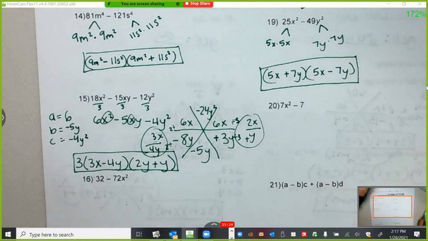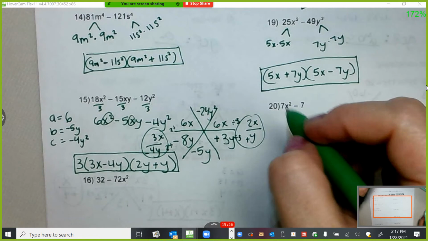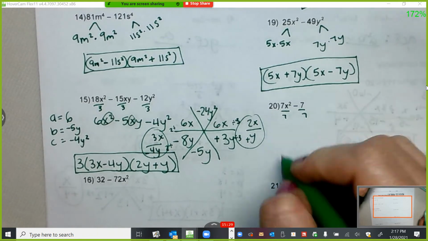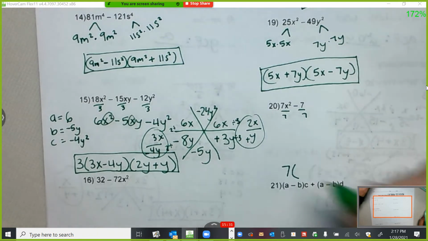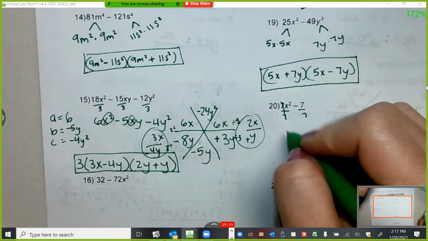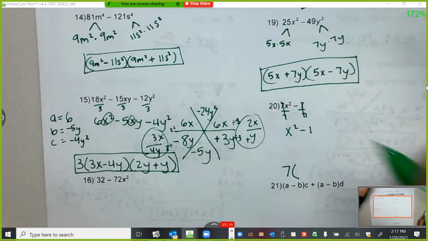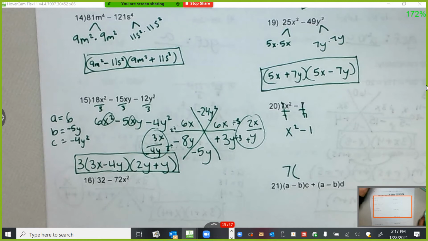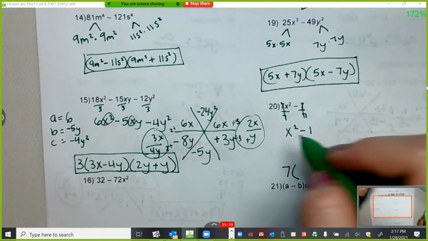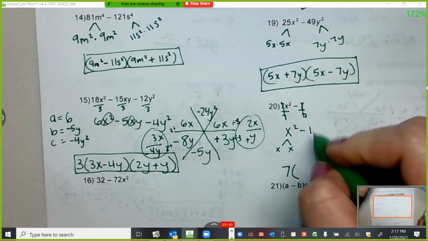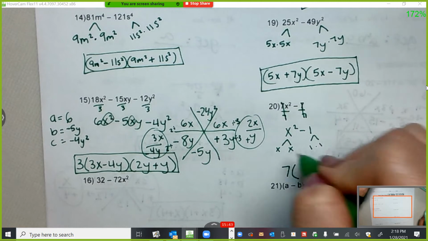Number 20 has a GCF of 7. I'm going to take that 7 out. I'm going to put it at the bottom so I don't forget about it as part of my answer. And I actually end up getting x squared minus 1 because anything divided by itself is 1. Now that's a perfect square times a perfect square. X times x gives me x squared. 1 times 1 gives me 1.